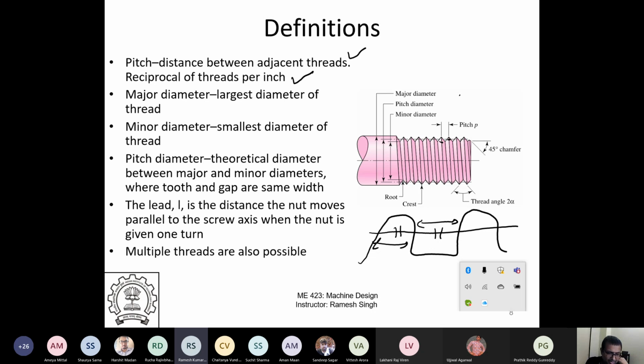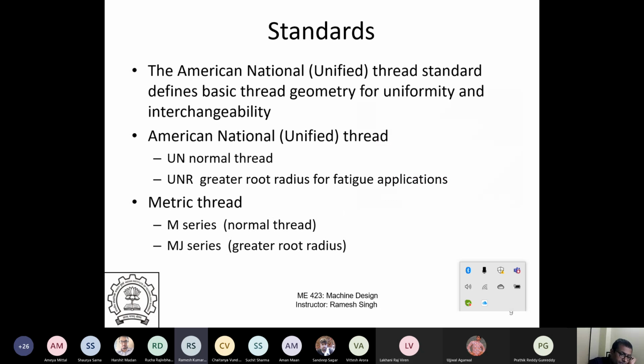Then there is lead L, the distance the nut moves parallel to the screw axis when it is given one turn. Right, so that will be lead. And multiple threads are also possible. So you will have double start, single start threads also as a possibility. So you can have multiple threads as well. These are some of the things which you need to know about the threads.